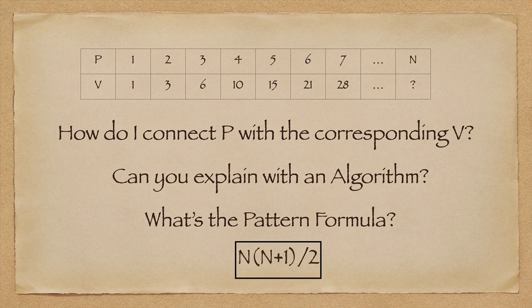Let's apply this to the fourth one. 4 times 5 is 20, 20 divided by 2 is 10. Let's apply it to 7. 7 times 8 is 56, divided by 2 is 28. So the pattern formula is right. Now the question is, how do you get this? How does one derive it? We'll probably do it in another video if enough of you are interested in it. So I would request you to please leave a comment if you're interested in knowing how to prove that the pattern formula for this particular series is in fact n times (n plus 1) divided by 2.